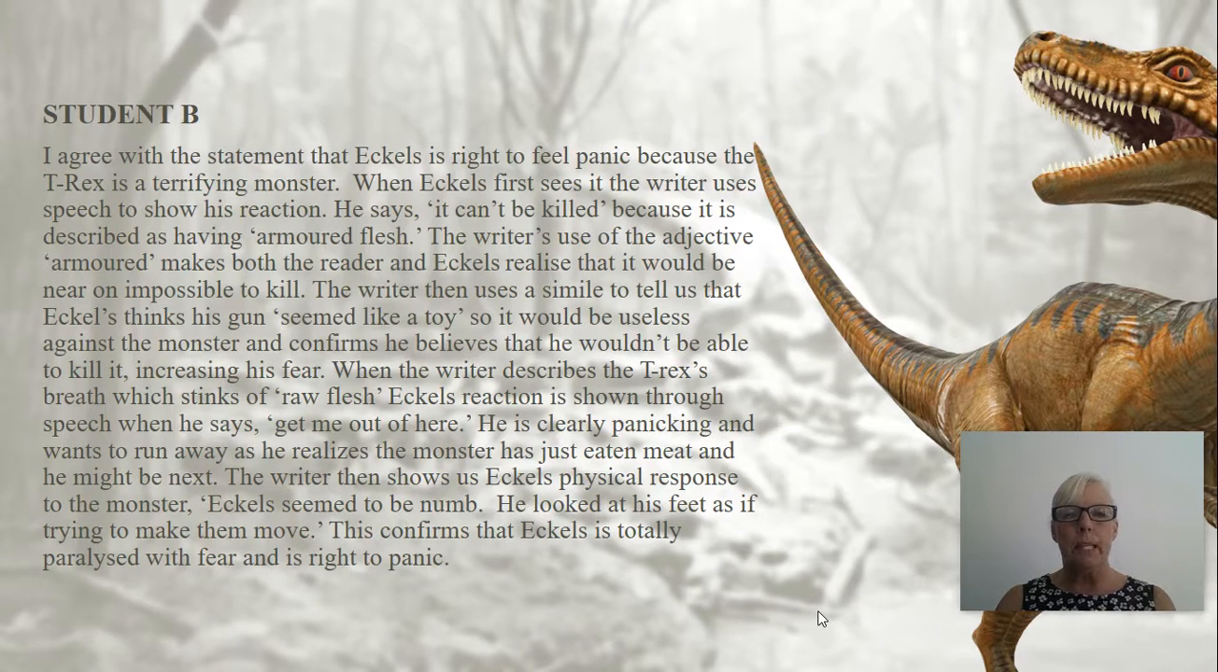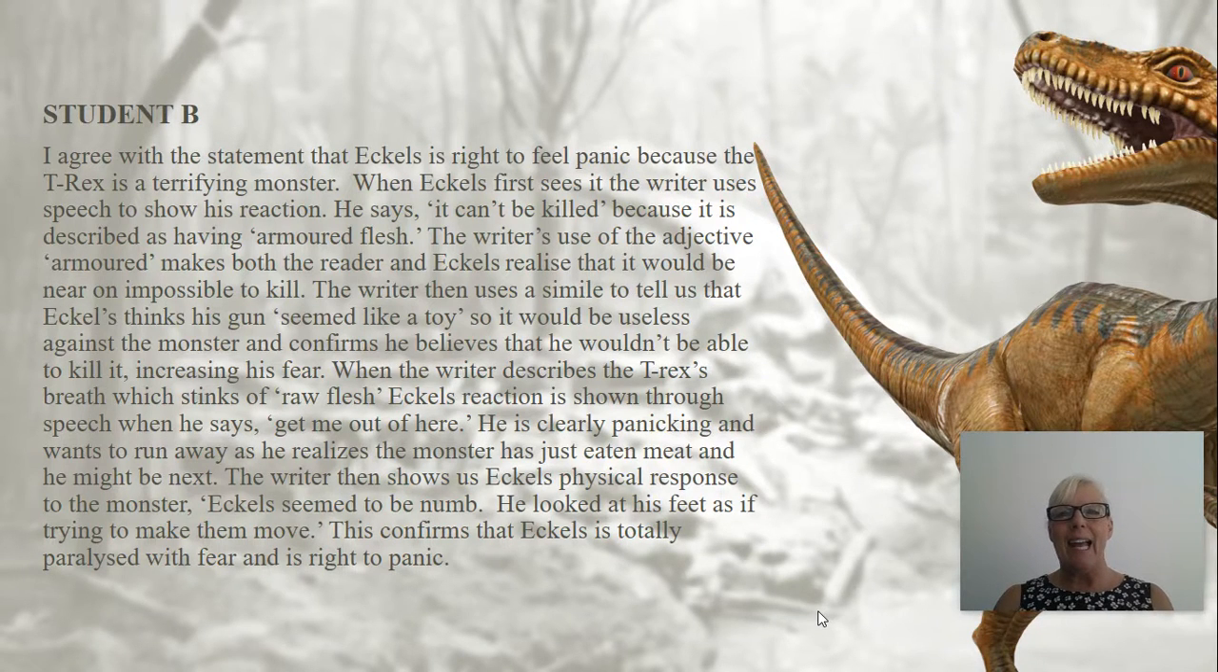When the writer describes the T-Rex's breath, which stinks of raw flesh, Eccles' reaction is shown through speech when he says, "Get me out of here." He is clearly panicking and wants to run away as he realizes the monster has just eaten meat and he might be next. The writer then shows us Eccles' physical response to the monster. Eccles seemed to be numb. He looked at his feet as if trying to make them move, and this confirms that Eccles is totally paralyzed with fear and is right to panic.